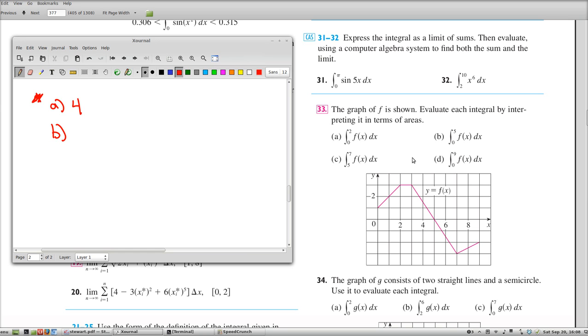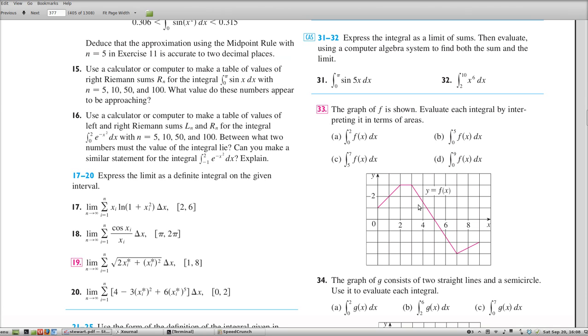Let's do B. They want the area from 0 to 5. So I'm just going to remember that we already have 4 here if I can, and just count the rest. So how many is that? I've got 3 full ones here, right? 1, 2, 3, I think you'll agree. Now look at this block of 6.